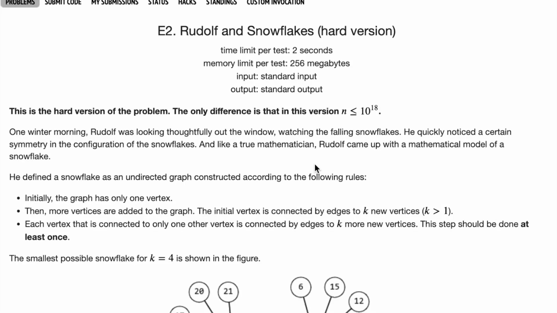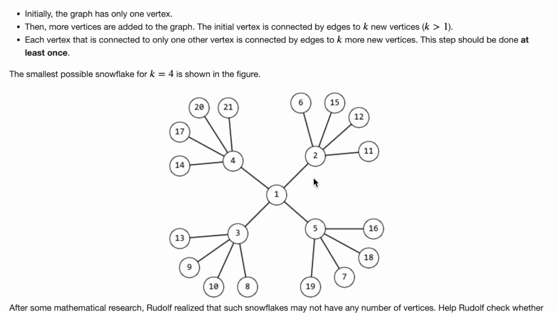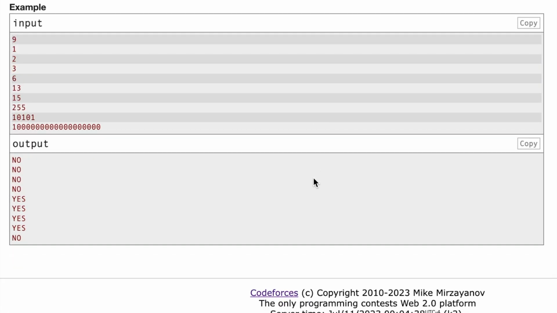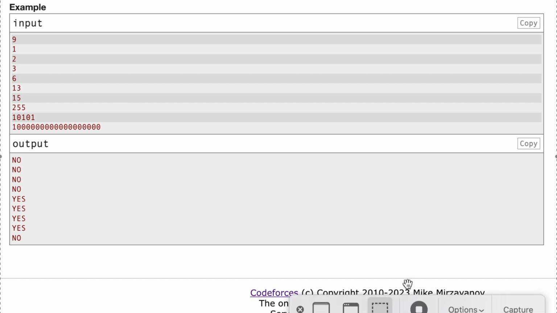Here we're going to go over Codeforces Round 3, problem E2, Rudolf and Snowflakes. In this problem, we must connect a graph outwards by k vertices at each step. So upon each step, we must add k new vertices to each previous leaf. And we have to see which n are achievable graphs in this way.